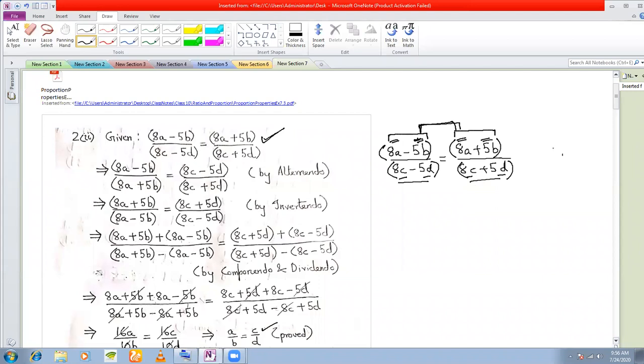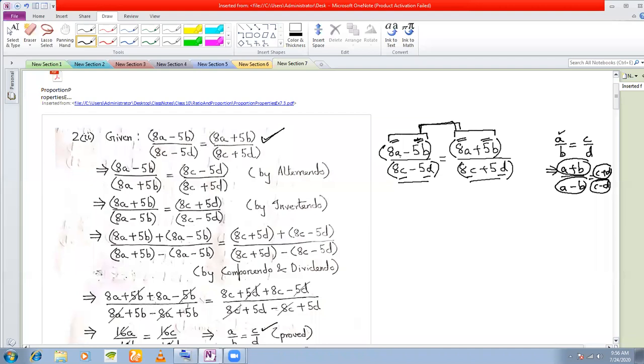And where do you have addition and subtraction of denominators? Only in componendo and dividendo. Given a proportion A by B is equal to C by D, A plus B by A minus B must be equal to C plus D by C minus D. So you clearly see this is the addition of the numerator and denominator. This is the subtraction of the numerator and denominator. Similarly for C by D also, this is the addition and this is subtraction of the numerator and denominator.